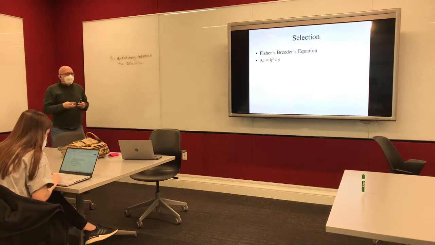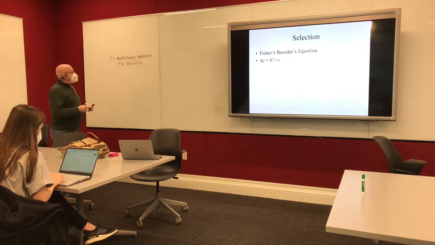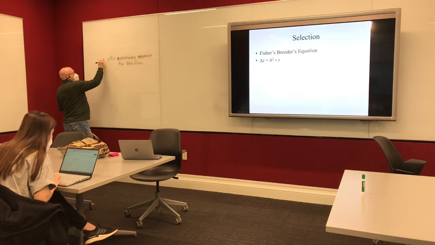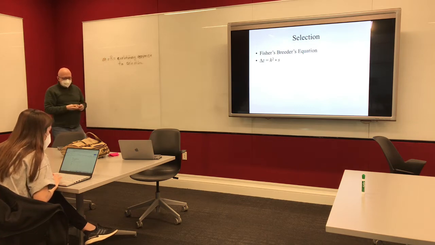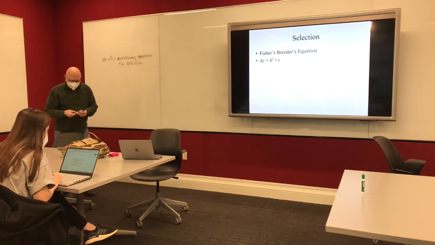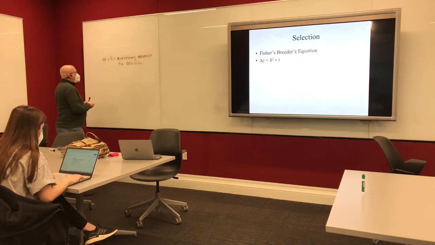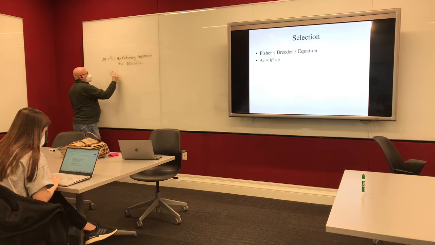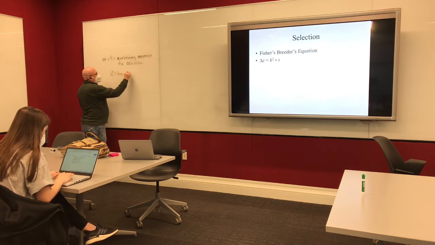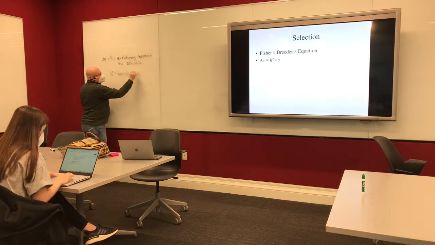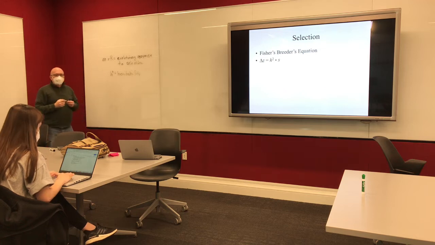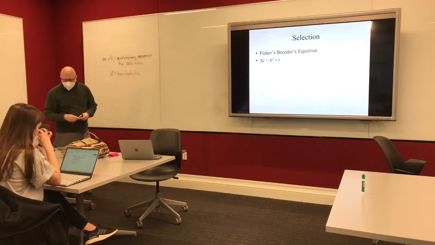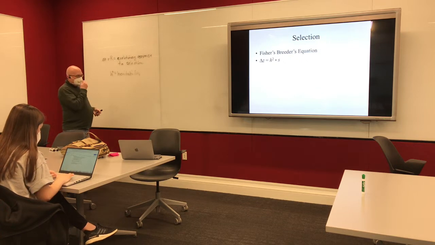R, or delta Z, is the evolutionary response to selection. So we could also notate this delta Z, and that's what's on your screen. H squared is heritability. It's the measure of the degree to which the trait is underlain by additive genetic variance, so the degree to which it is determined by underlying genetics. And S is the strength of selection.